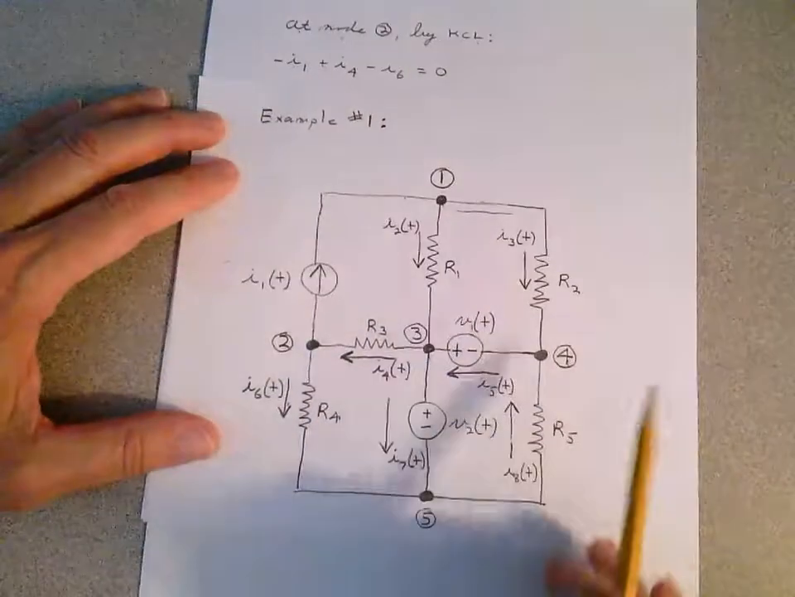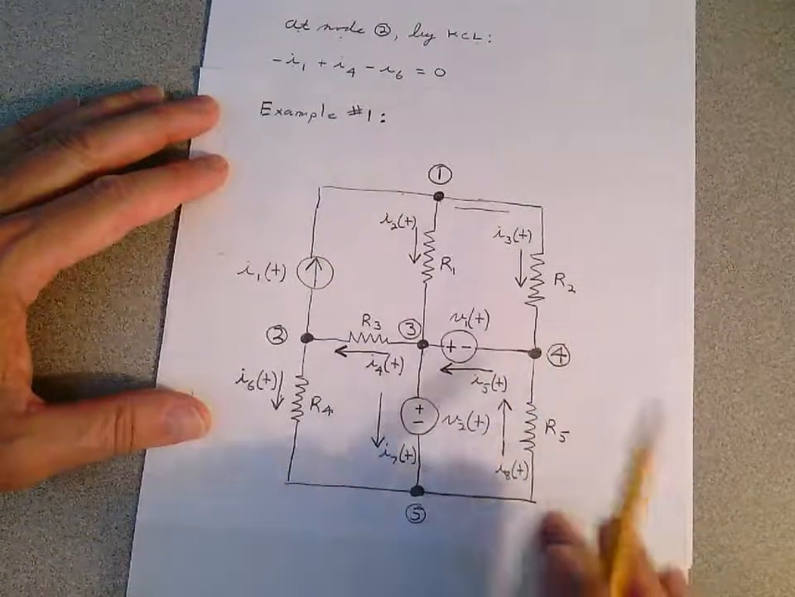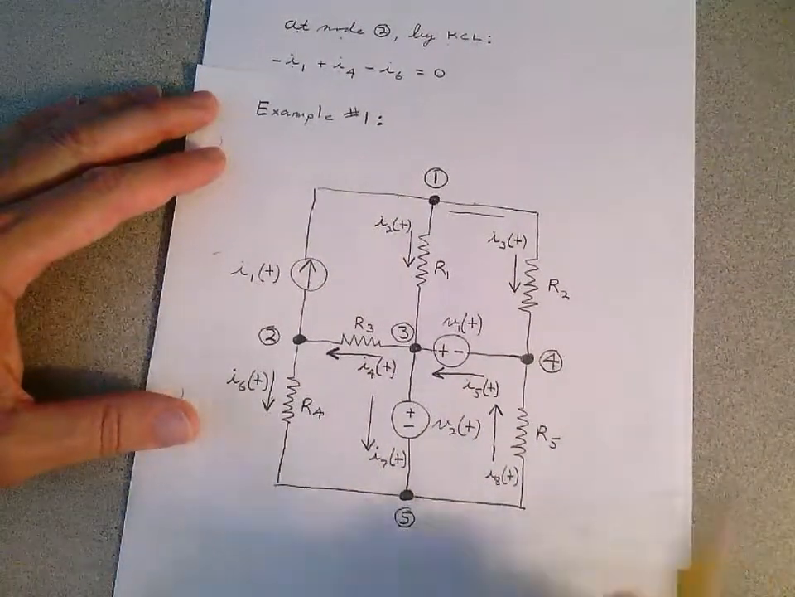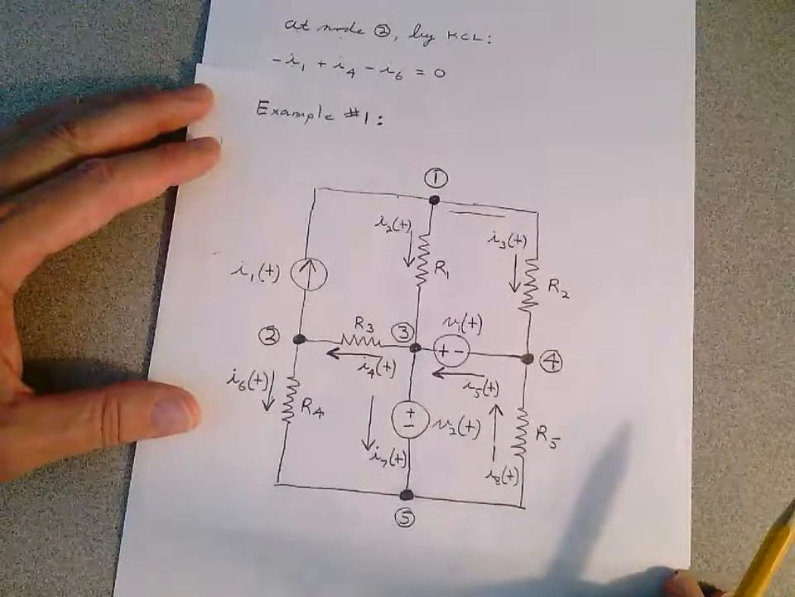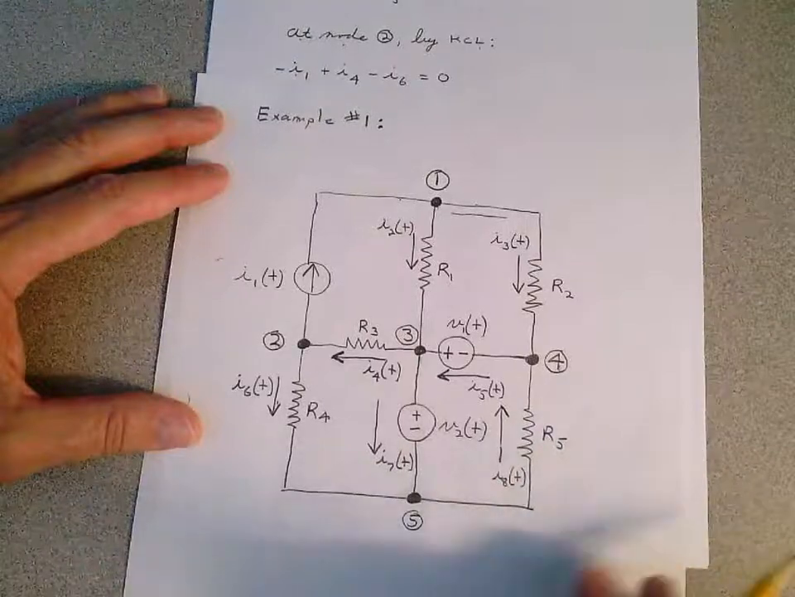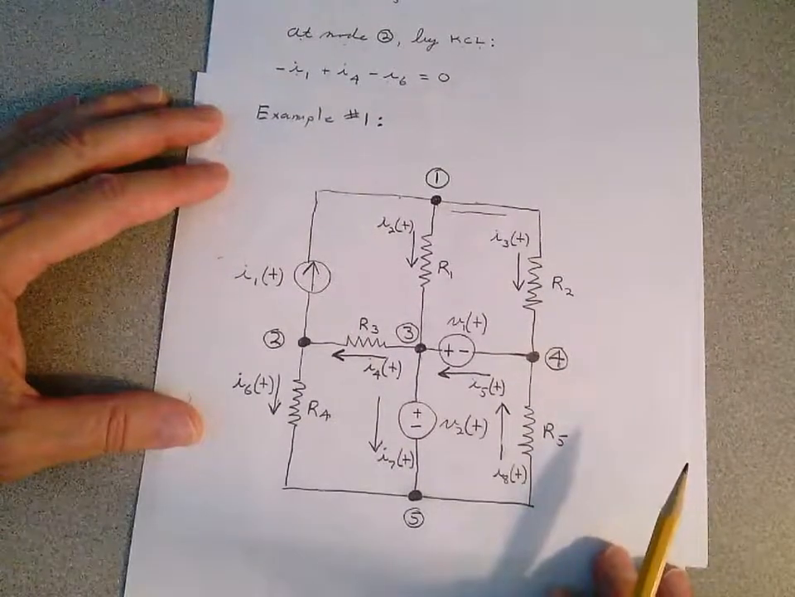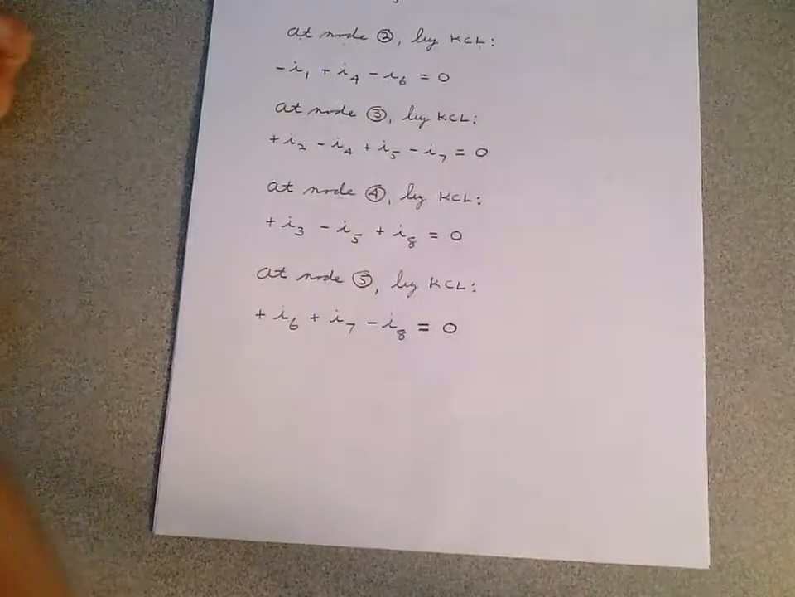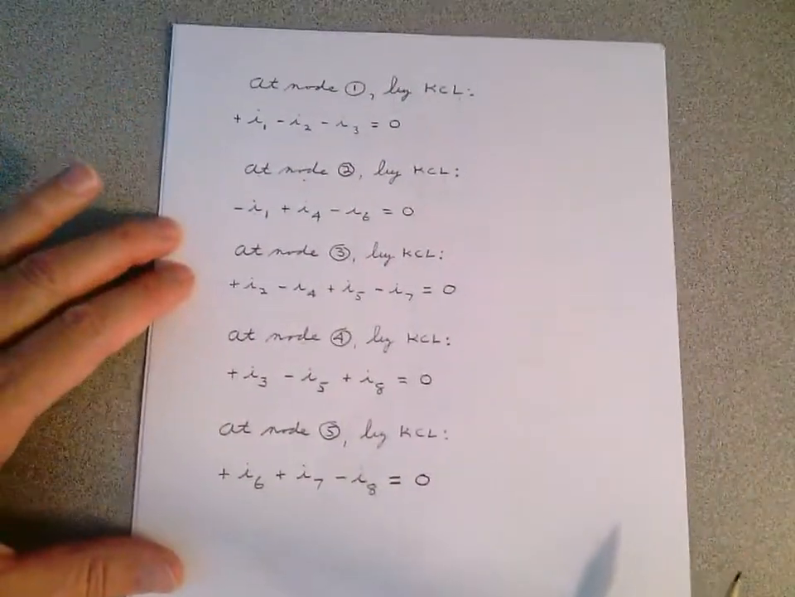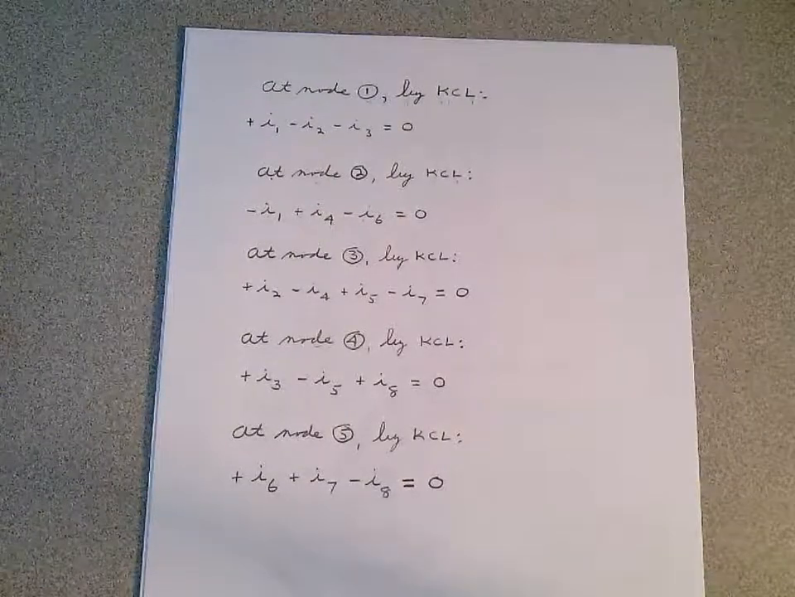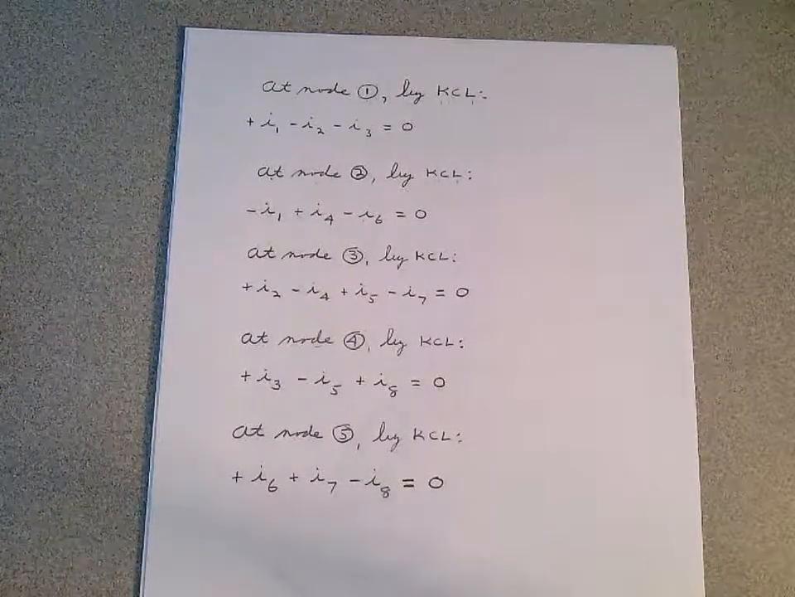Now I want you to go ahead and take a piece of paper. This step is very, very important for nodal analysis, which is coming up. You have to be able to do this. It might look simple, but I want you to try it on your own. Try it at node 3, node 4, and node 5, and see if you get the rest of my equations right there.